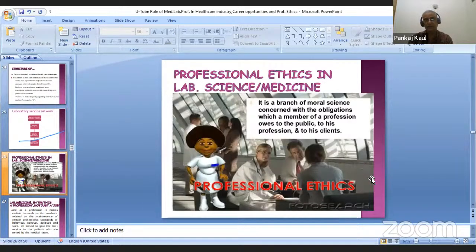Then comes professional ethics in lab science or lab medicine. Earlier, the name was laboratory technology, it turned into lab sciences, then medical lab technology, and now it is also called lab medicine. Ethics is a branch of moral science which is concerned with the obligations which a member of a profession owes to the public, to the profession, and to the client.